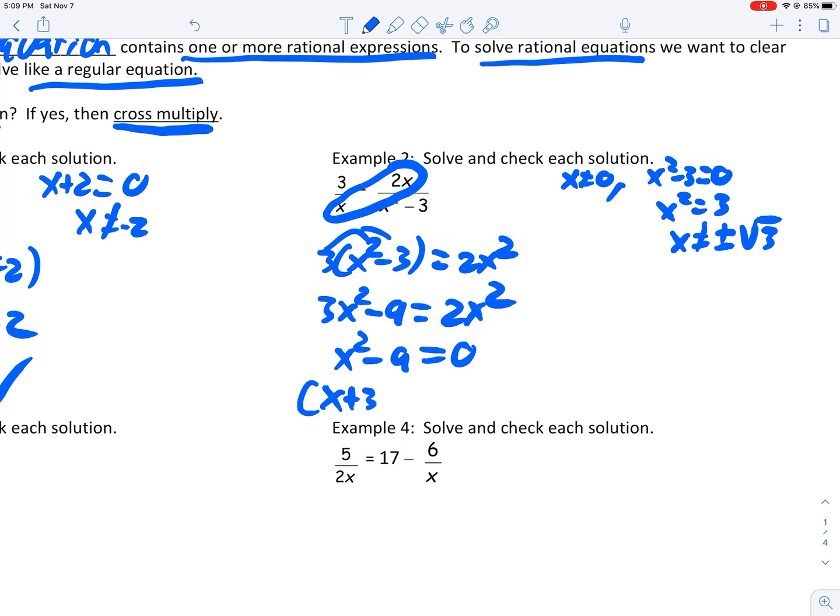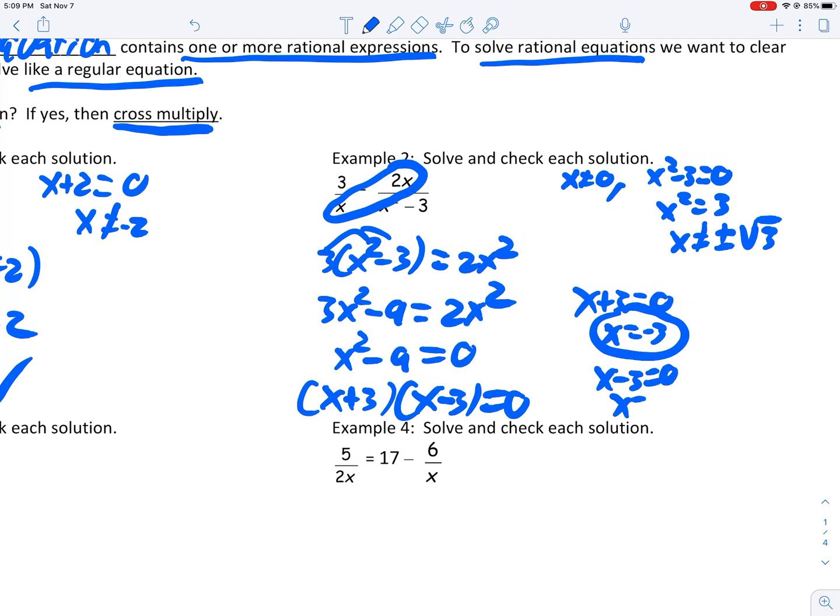Factor: x plus 3, x minus 3. So just like we've done numerous times, x plus 3 equals 0. Subtract, so you get negative 3. x minus 3 equals 0. Add 3. So you get 3 and negative 3. That's not 0 or root 3 or negative root 3, so I'm good.